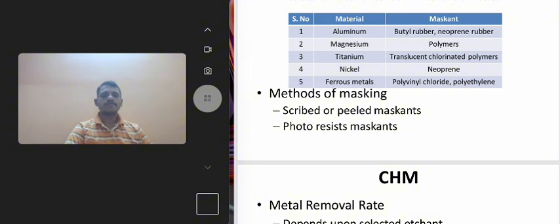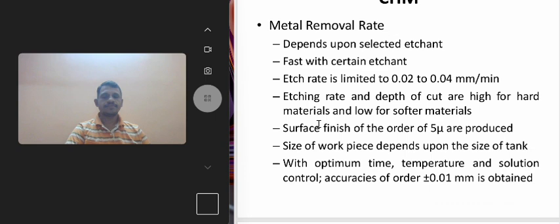Next, we are going to see about the metal removal rate. Metal removal rate mainly depends upon the selection of the etchant. Metal removal rate is fast with certain etchants, but it increases undercutting, poor surface finish, and more heating takes place. So etch rate is limited to 0.02 to 0.04 mm per minute.